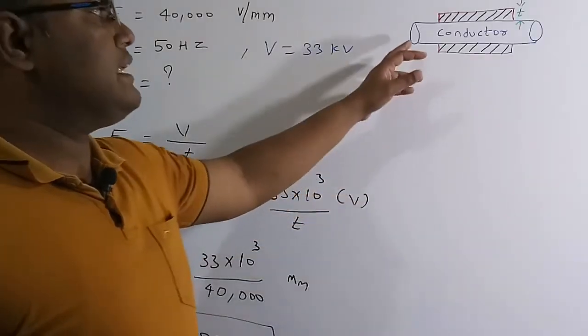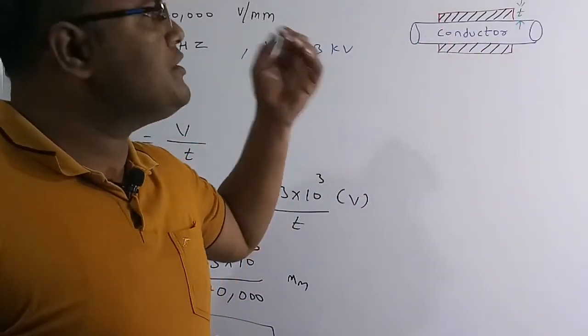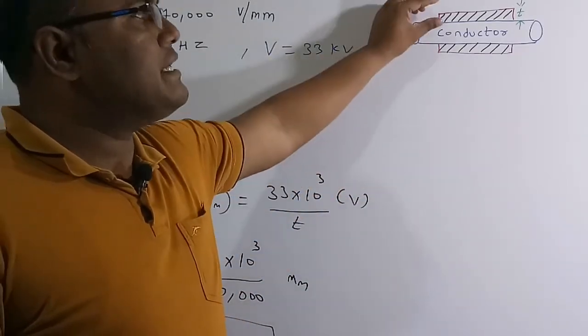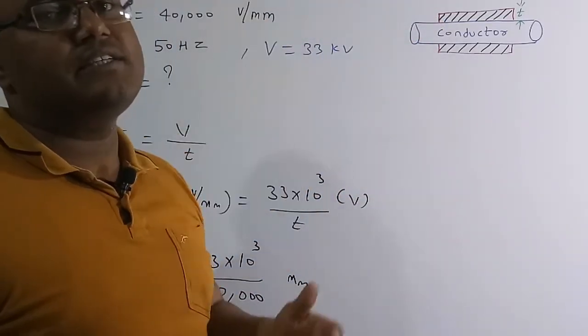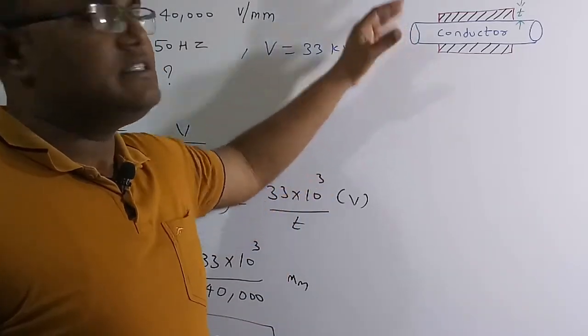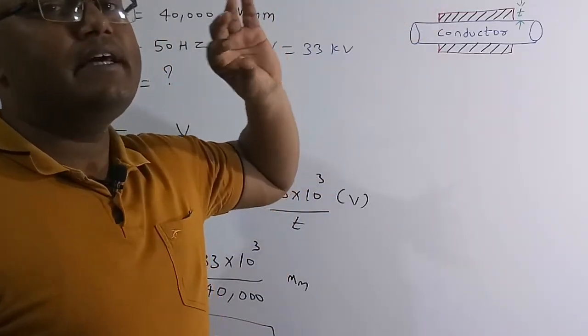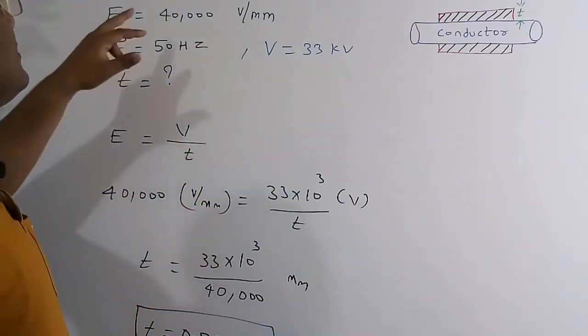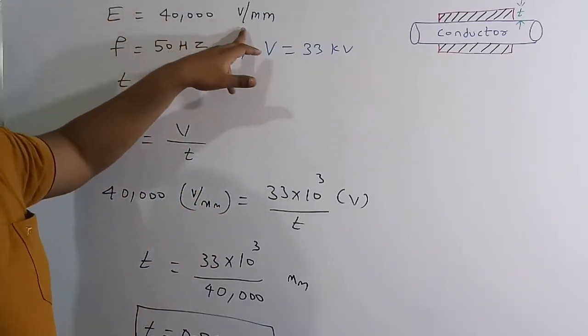So let's solve this numerical. In the question they have given a conductor. This conductor is going to have a voltage of 33 kV, and they have also given a rubber. The rubber is going to be used as insulation for this conductor. See, this rubber is going to have the electric field, or we can say the dielectric strength, meaning E is equal to 40,000 volt per millimeter.